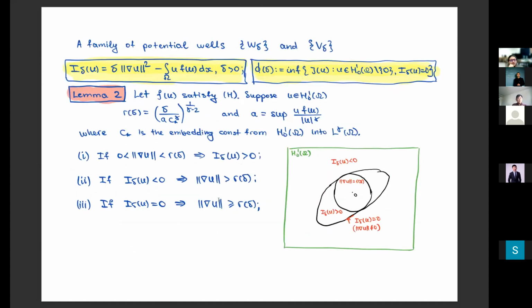Now, using a family of potentials, we introduce a family of potential wells, Omega delta, W delta and V delta. To do that, we need to introduce a new form of the Nehari functional with a delta. We just add delta here, and we introduce a depth of the potential well in terms of delta, because it will depend on the Nehari functional.